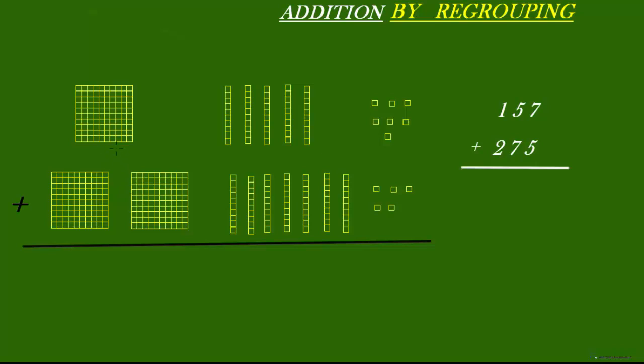Taking one more example of addition by regrouping, here we have got 3 digit numbers. The first addend is 100, 5 tens and 7 ones, that is 157, and the second addend is 200, 7 tens, 1, 2, 3, 4, 5, 6, 7, so 7 tens and 5 ones, that is 275. So 157 and 275.